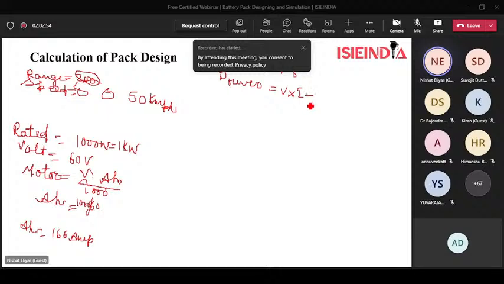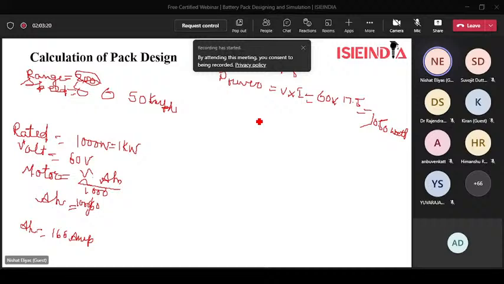So we have the rating of 60 volt. It will be around 1050 watt. So we got to know how much power will be required. Now the another thing starts from here.